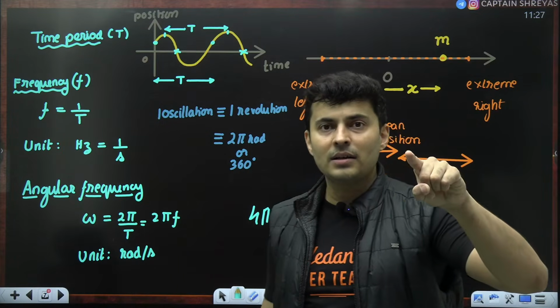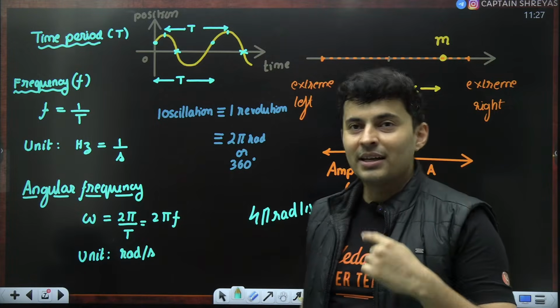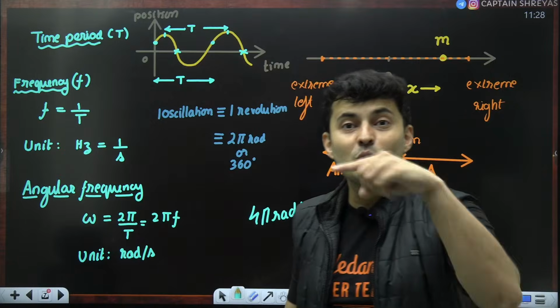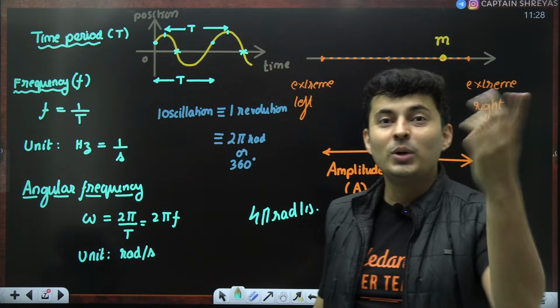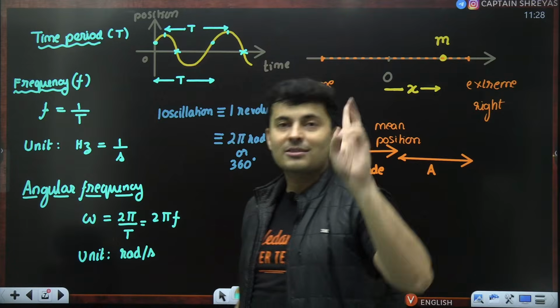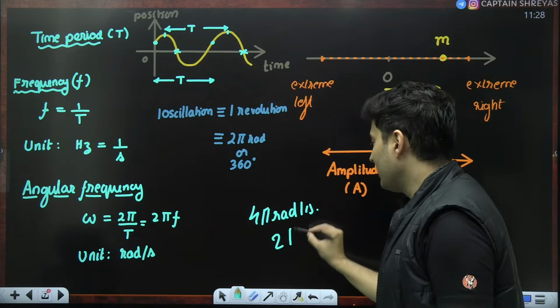4 pi radians, sir. So it is 2 times of 2 pi, and 2 pi is one oscillation. So 2 into 2 pi means 2 oscillations in 1 second. You are doing 2 rounds in 1 second. So the frequency is 2 hertz, correct?